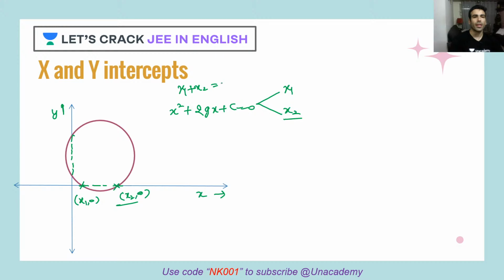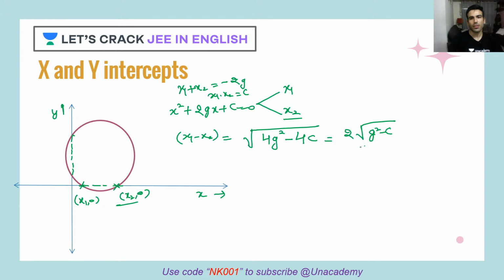x1 plus x2 is what? Minus of twice of g. x1 into x2 is what? C. Let's use that. So my x1 minus x2 will be what? Square root of x1 plus x2 whole square. So that becomes 4g square, correct? Now minus 4 of x1 into x2, correct? 4 of x1 into x2 is 4c. So this became twice of root g square minus c. Clear? So this is your x-intercept.